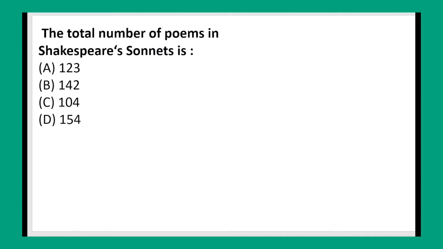The total number of poems in Shakespeare's sonnets. How many sonnets has he written? 123, 142, 104 and 154. The right answer is 154. So now we can see what the theme is. What is the importance of the 154 sonnets? For whom did he write them?